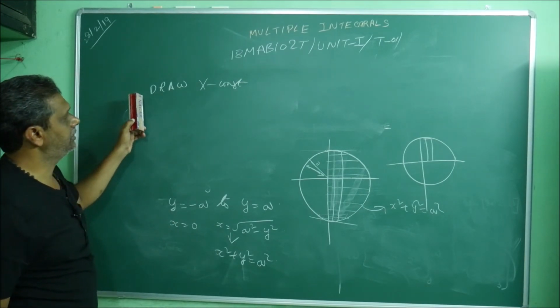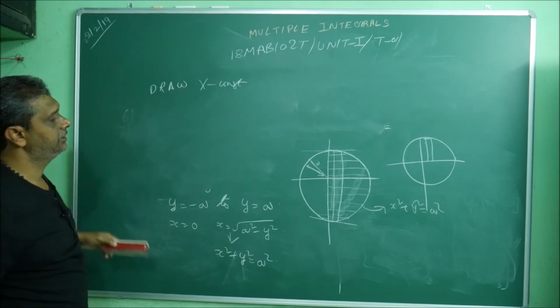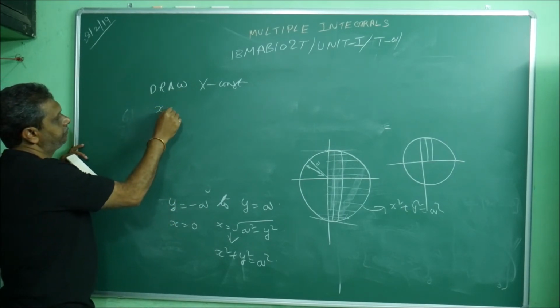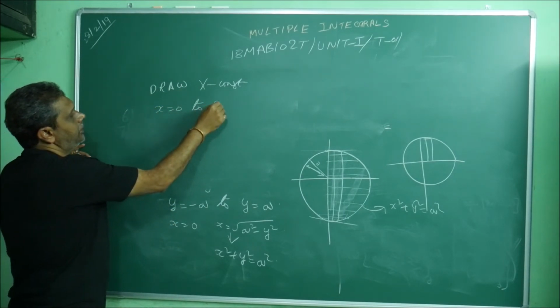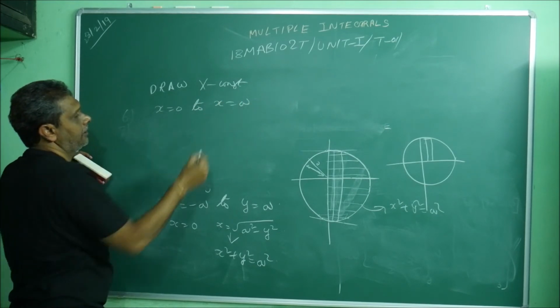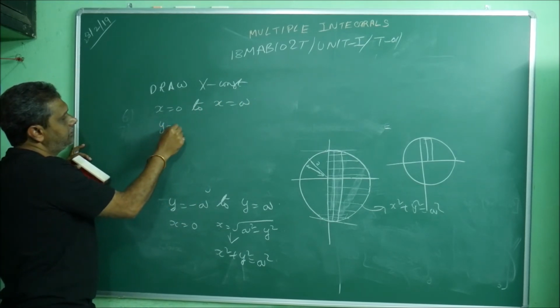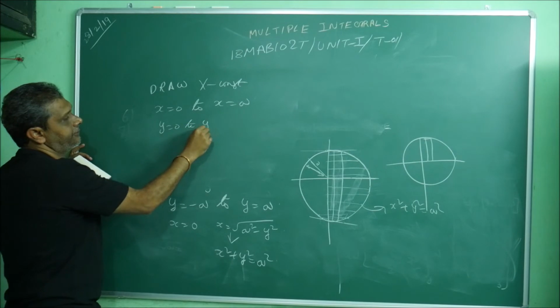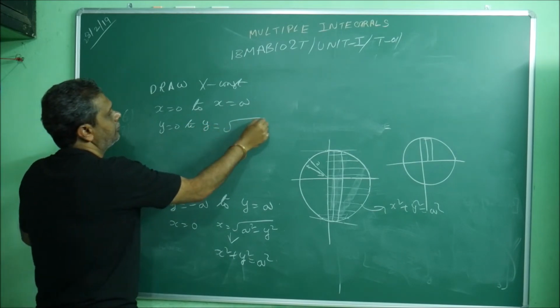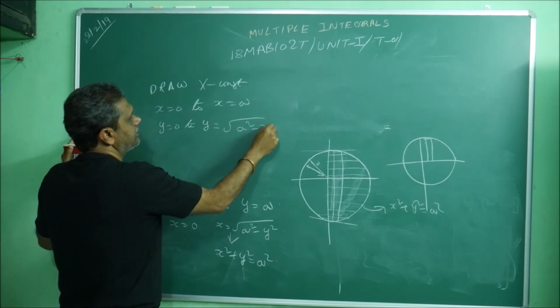Now we are changing the constant. Draw x constant. The x limit is what? 0 to x is equal to a. Y is equal to what? 0 to y is equal to root of a square minus x square.